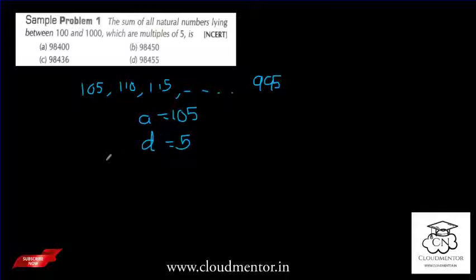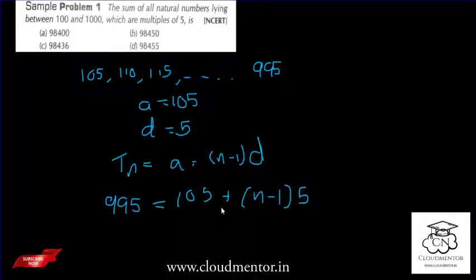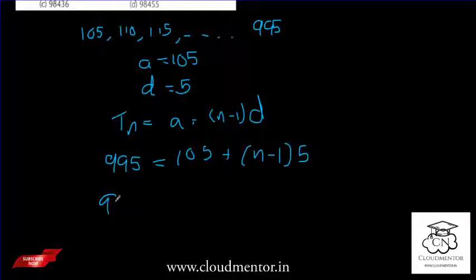The nth term tn is equal to a plus n minus 1 of d. We can find n from this. The last term is 995, which is equal to 105 plus n minus 1 of 5, since d is 5 here. Taking 105 to the left-hand side, 995 minus 105 is equal to n minus 1 of 5.